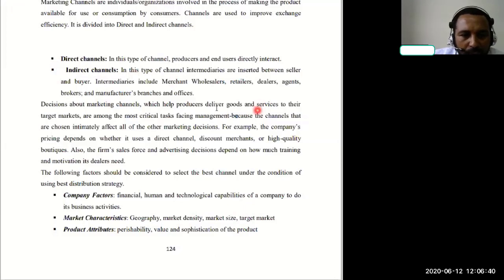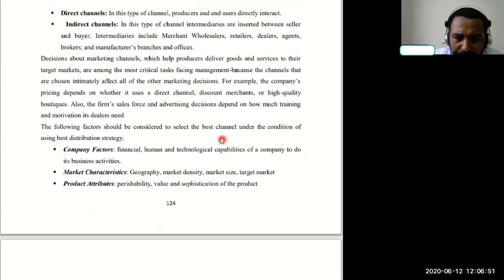So in this case, when we select either a direct or indirect channel, we have to consider different conditions. One of the conditions is the company's factor. In terms of finance, human resource, and technology, if the business or the company is capable, they can distribute directly. So the company factor is one major factor in selecting a direct or indirect channel, or the appropriate channel.